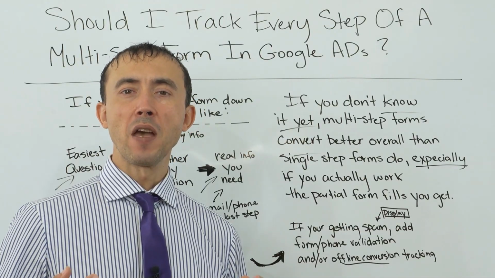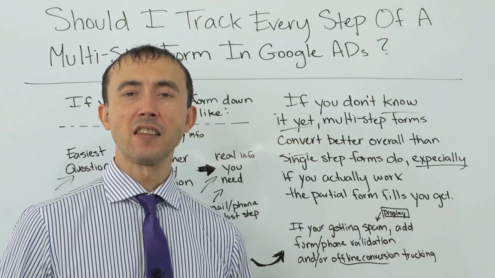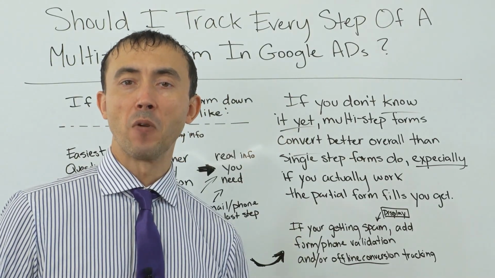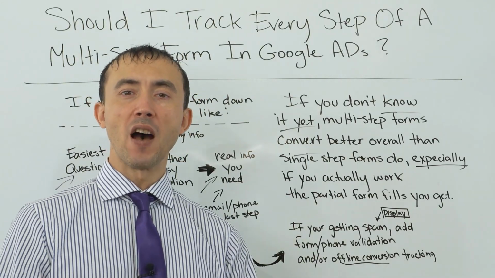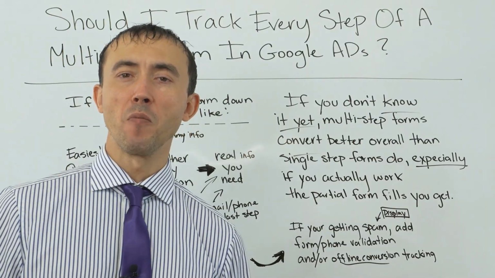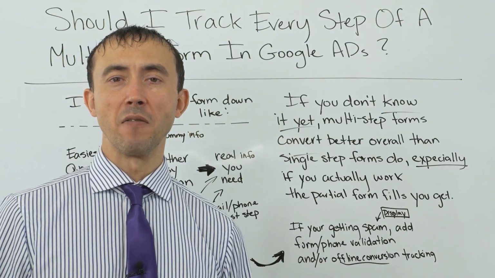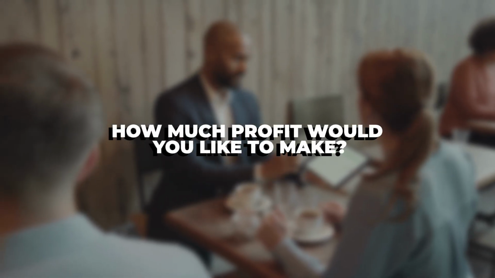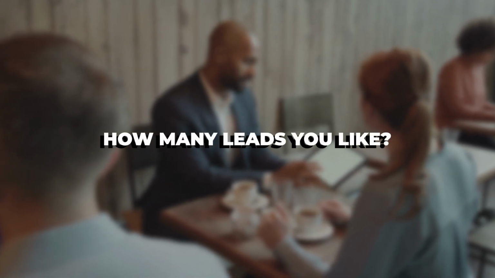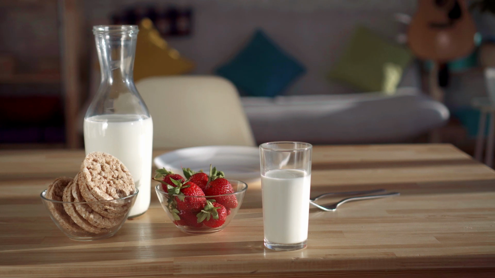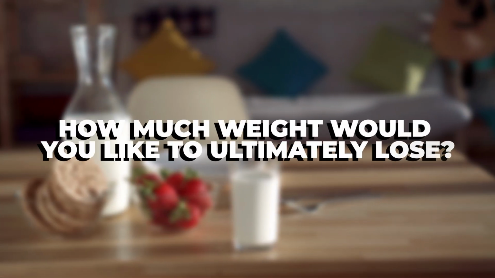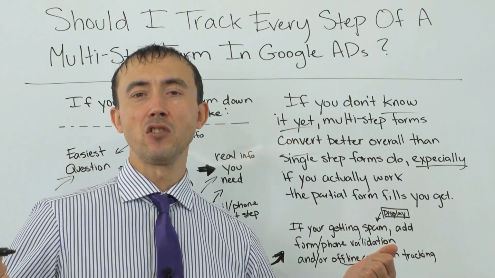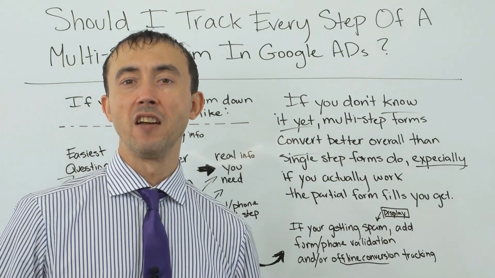You'll often make a lot more money by asking them a dummy, or I call it a decoy question up front, just to get them involved in the process. There's always a question that people are more than happy to answer, like, how much would you like to make? How much profit would you like to make? How many leads would you like in our business? How many leads would you like? Or if you're doing a diet program, how much weight would you like to ultimately lose in the first 90 days? You ask a ridiculously, stupidly easy question like that right up front.